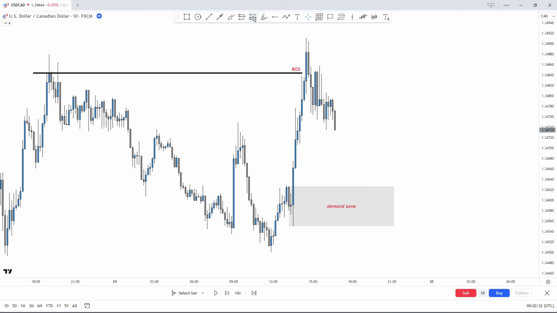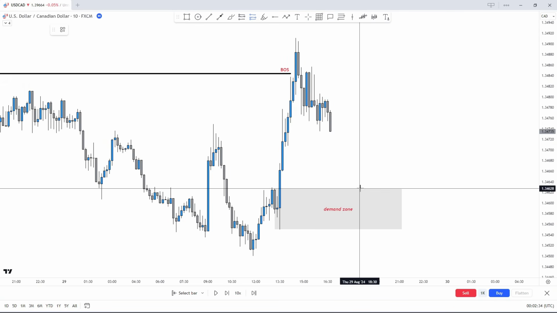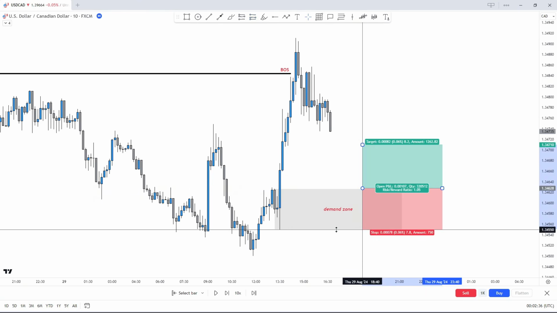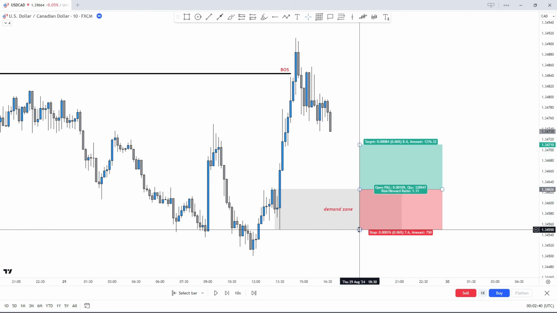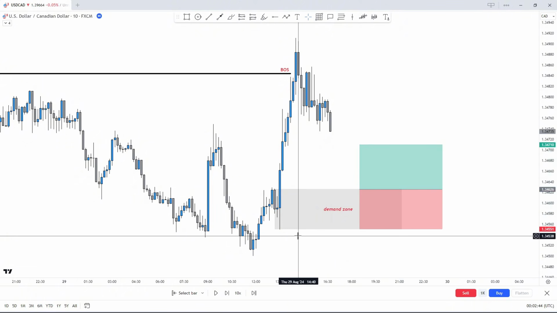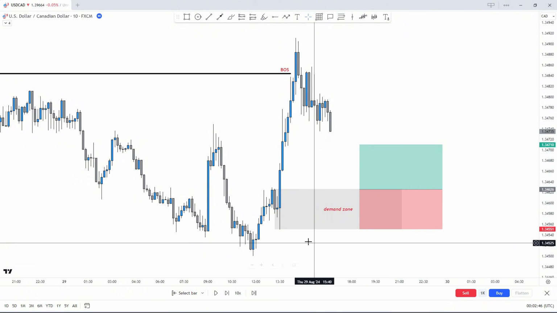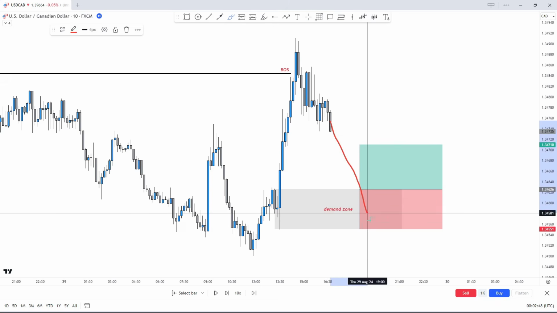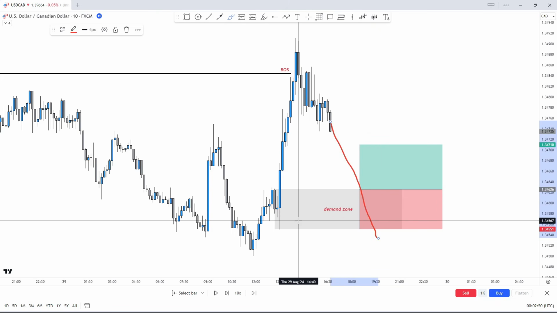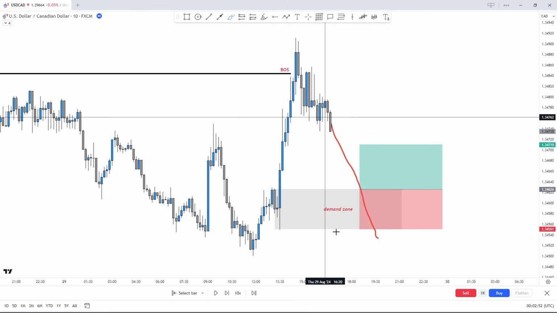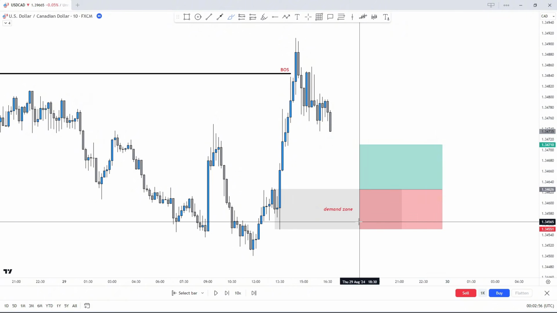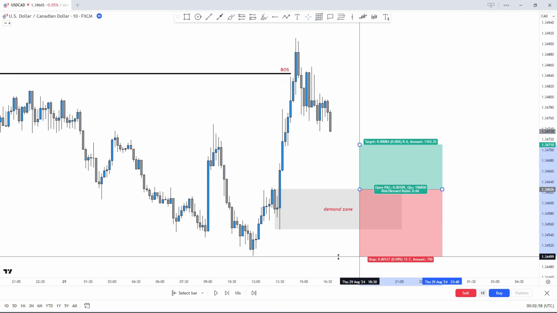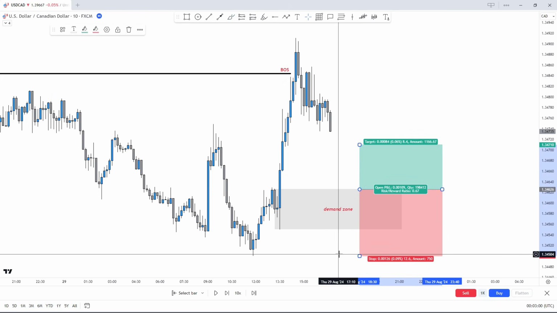And a way we can enter from this demand zone is simply by putting our entry at the top of the demand zone, right at the start of it, putting our stop loss at the low of the demand zone, so where the demand zone ends. And the reason we put it here is because if price goes past this point, then we can deem the trade idea as invalid. So this is a good point of invalidation for our trade, making it a good stop loss. You could potentially put it all the way down here, but I just think it's unnecessary.